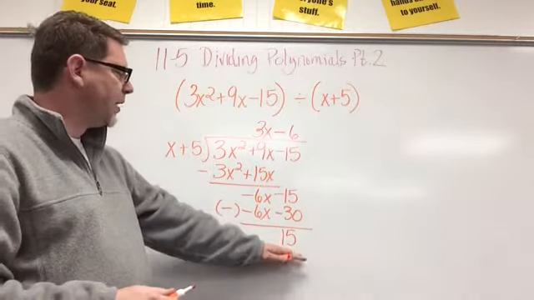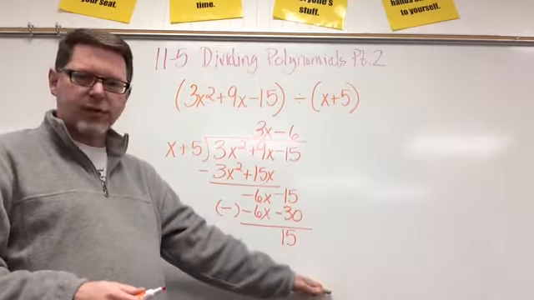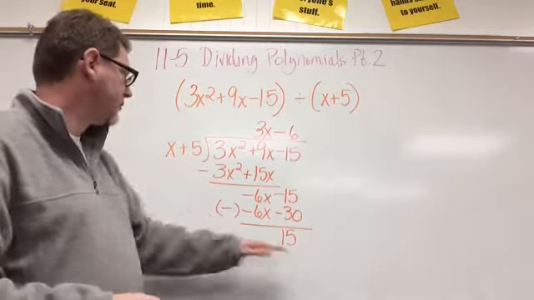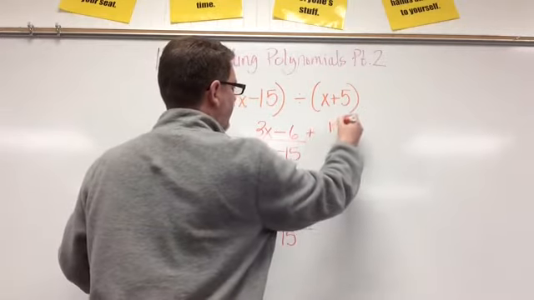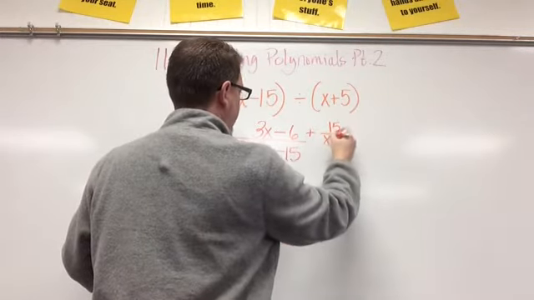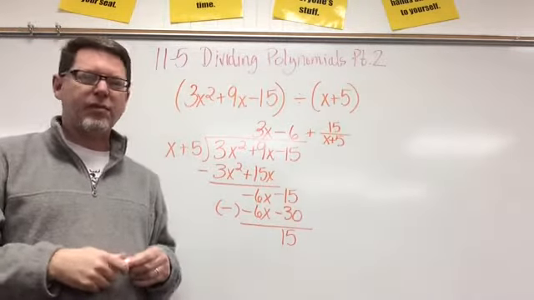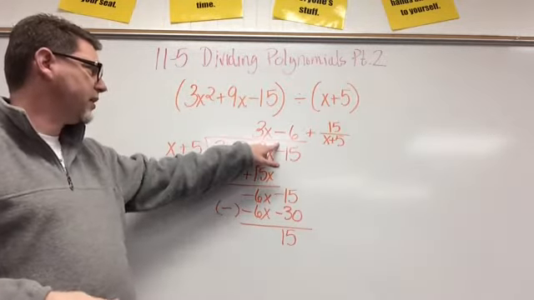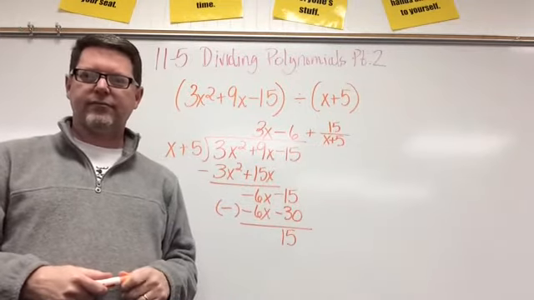So my remainder is 15, but I don't leave it as the remainder. I don't have anything else to bring down, so I just write it as 15 over x plus 5. 15 is positive, so it's plus 15 over x plus 5. So my final answer for this problem is 3x minus 6 plus 15 over x plus 5.